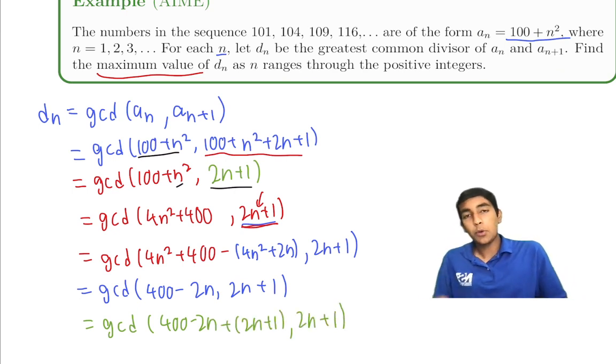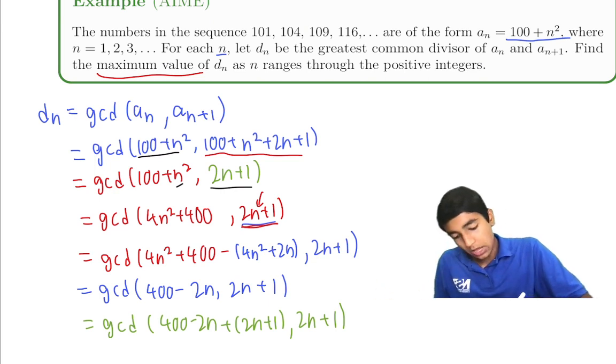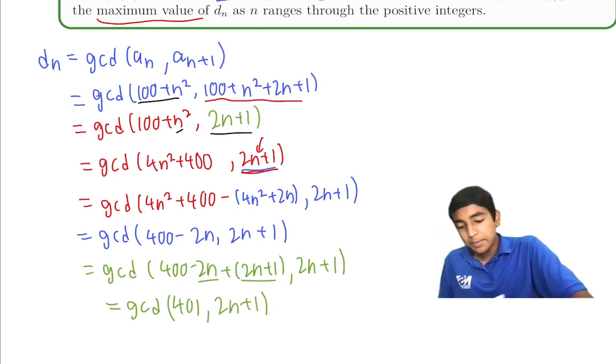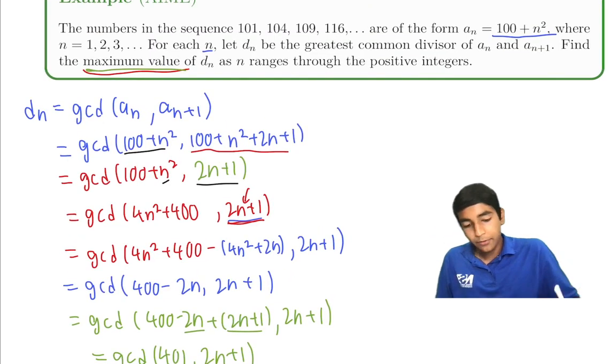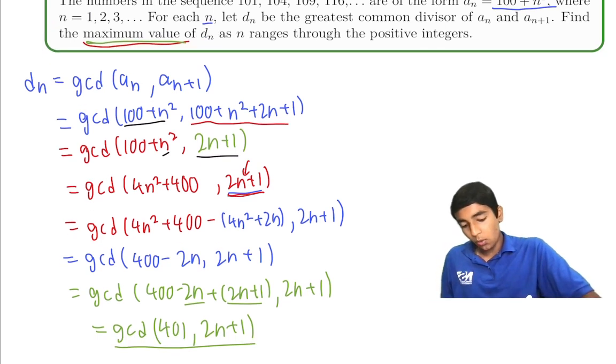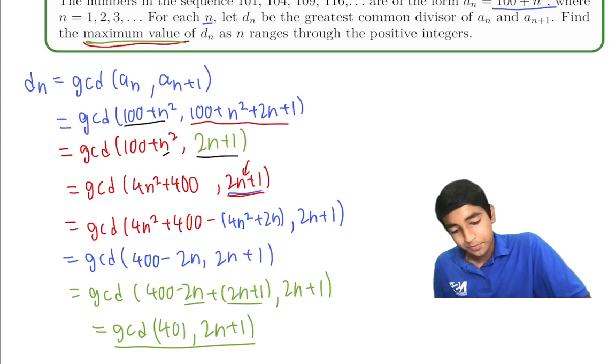Now you might be wondering, why am I doing this, making it even bigger? Well, it's actually because these 2n terms will now cancel out. And we're left with GCD 401 and 2n plus 1. And we want to find the maximum value of this as it ranges through n. But what is the maximum value of GCD of 401 with something? Well, it turns out it's actually just going to be 401.